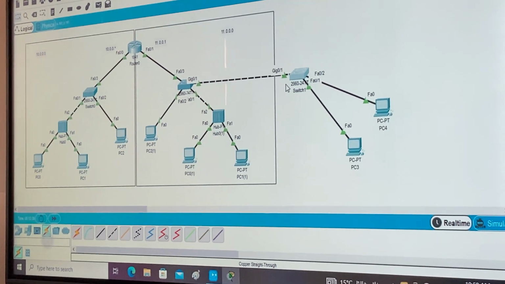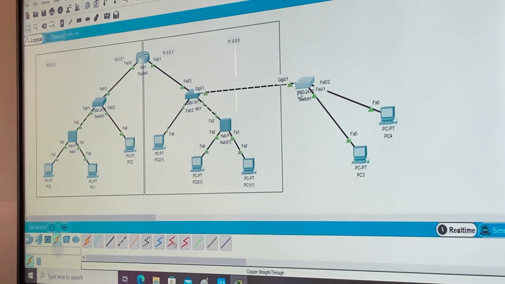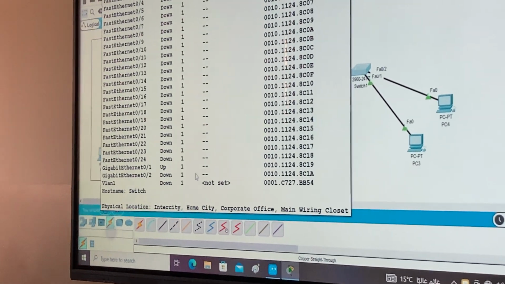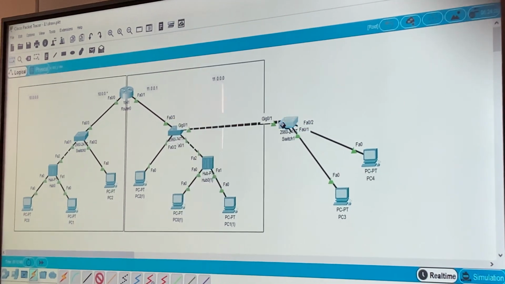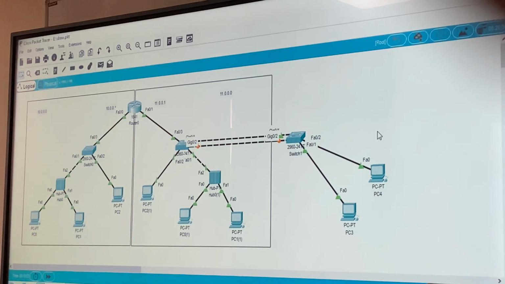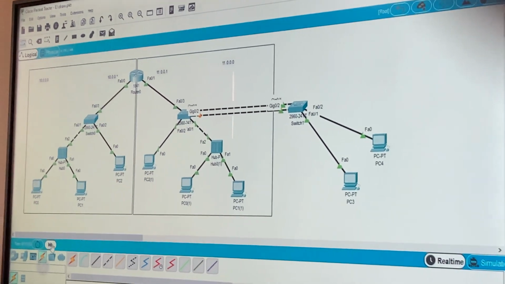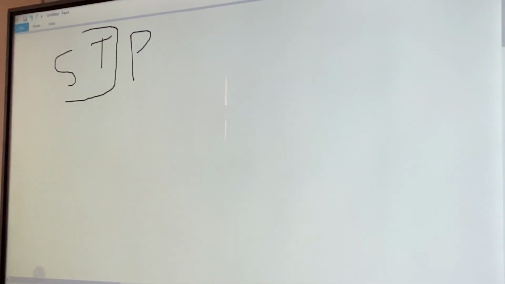Can I increase the speed? Yes. No, I will not change the cable. So what I can do is add another cable and make two bridges. But when I do this, a small problem will occur. It's called spanning tree protocol. What do we mean by spanning tree?